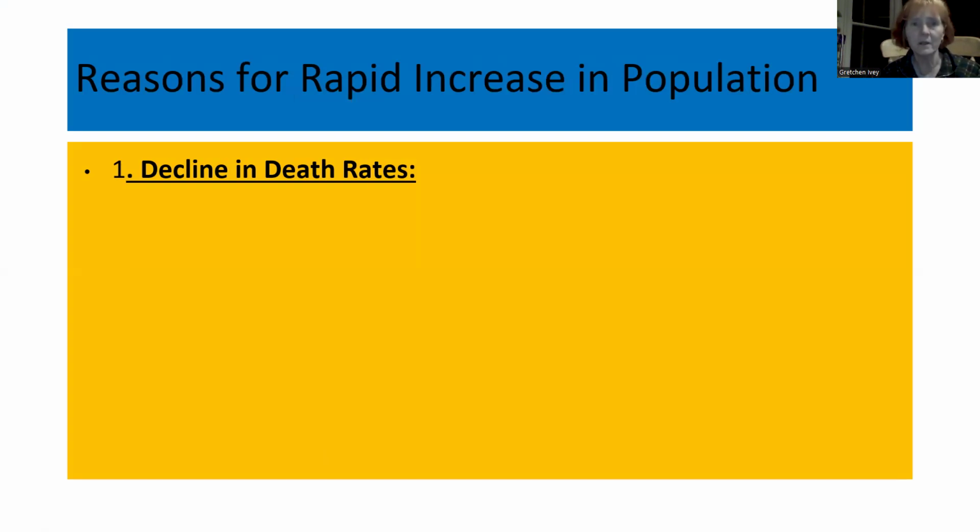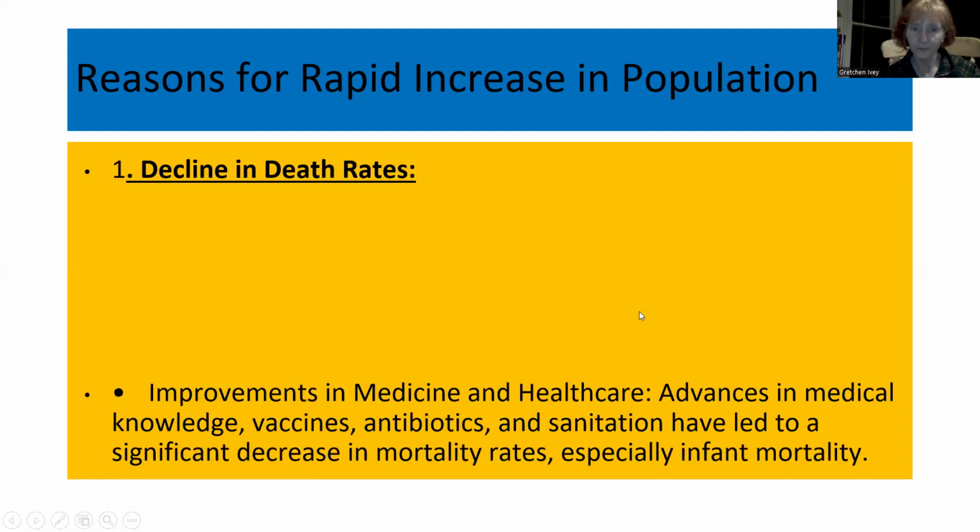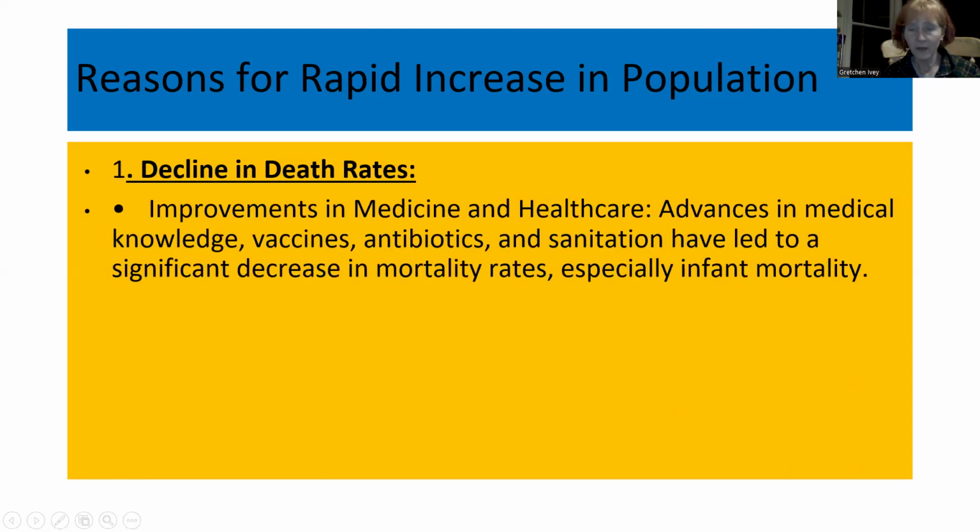So some of the reasons for a rapid increase in population. Well, we've had a decline in death rates. Improvements in medicine and healthcare, advances in medical knowledge, vaccines, antibiotics, and sanitation have led to a significant decrease in mortality rates, especially infant mortality.